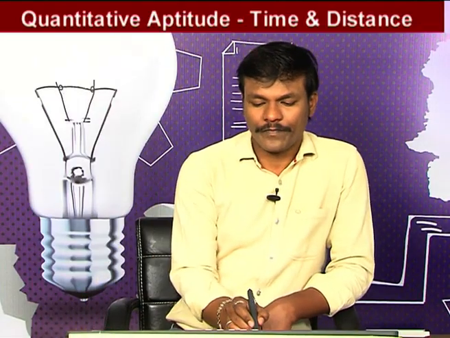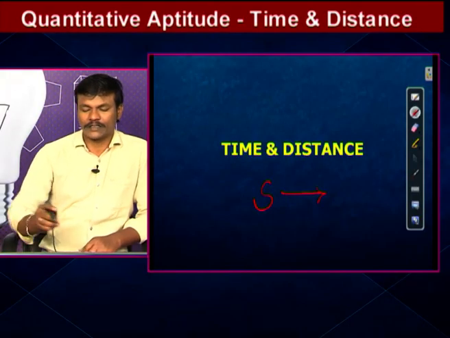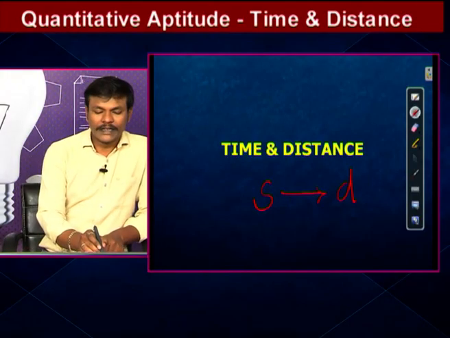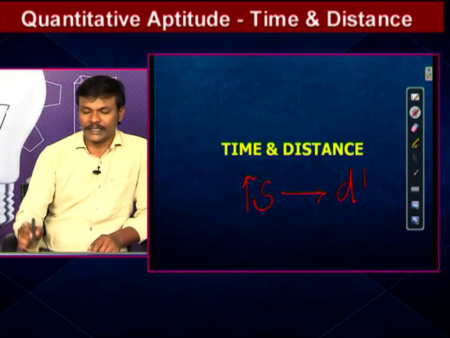What is the relation of speed to time? The relationship is, the speed to distance. If the speed increases, the distance travelled by the person also increases.